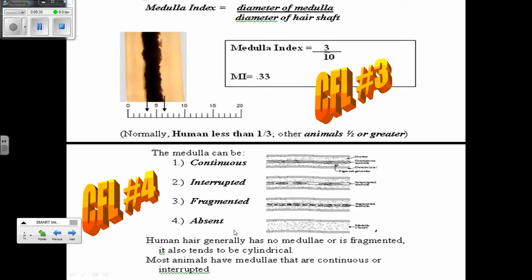All right, most of the time when we see human hairs, it has no medulla or is fragmented. And so most animals are going to have continuous or interrupted medulla. So any questions there?